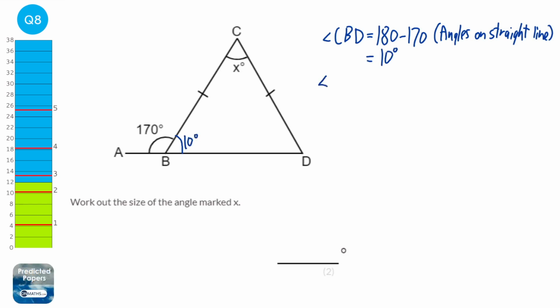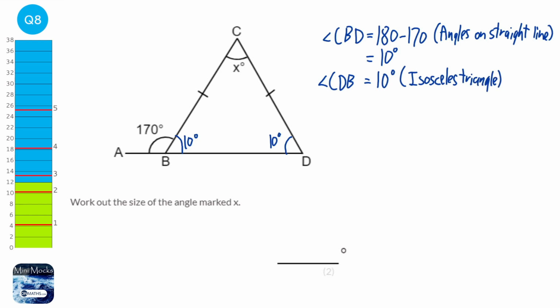We then need to find out what angle CDB is. And this is obviously going to be 10 degrees as well because it's an isosceles. So this will be 10 degrees, and the reason will be that it's an isosceles triangle.